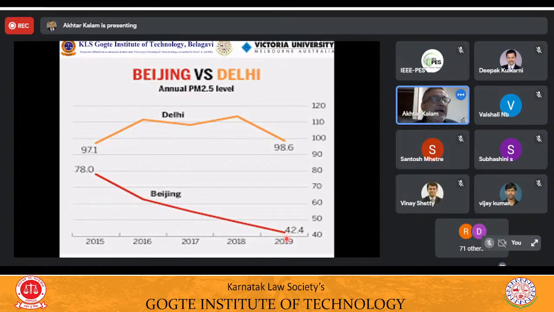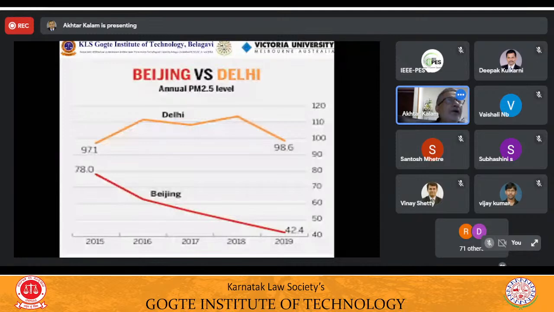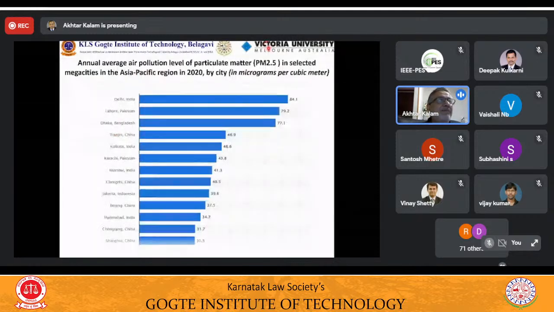And look at us. In Melbourne, our PM 2.5 level was 6.5 microgram per cubic meter. In 2018, the annual average was 5.8 microgram per cubic meter, and in 2017, the annual average was 5.4 microgram per cubic meter. And for your information, anything more than 60 is danger level. Look, China has already come to less than 60 microgram per cubic meter. Now I want to show you your figures. Look at Delhi. This is 2020 I'm looking at. It was 84.1 microgram per cubic meter.